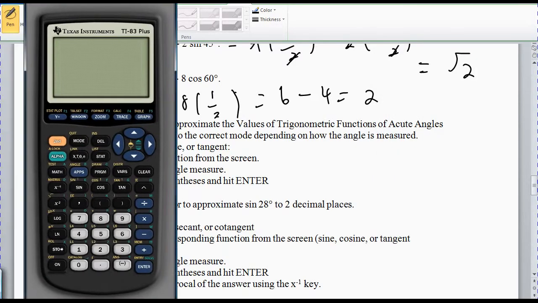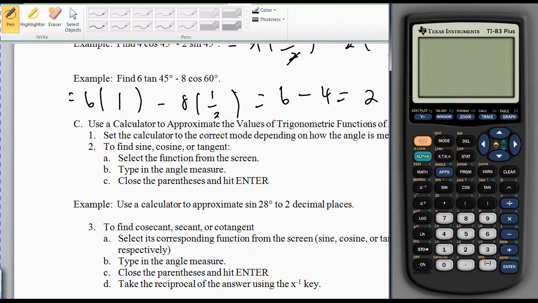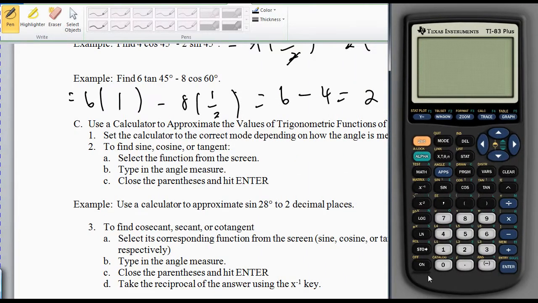And the first thing you're going to notice with the calculator is it has a sine, cosine, and a tangent. See that? Sine, cosine, tangent. Now here's how you're going to do. First off, look at this example. We're going to approximate sine 28 degrees to 2 decimal places.